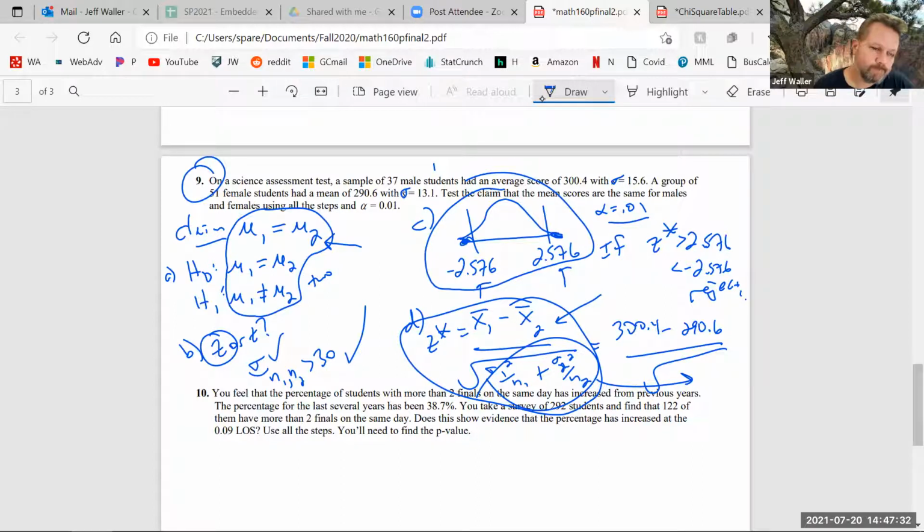Sorry, the formula you just circled, the circle went through the first piece of it. It's root. Okay, thank you. Sigma 1 squared over N1, sigma 2 squared over N2, yeah. You're welcome.